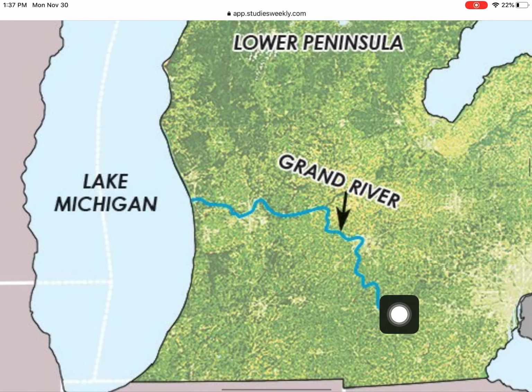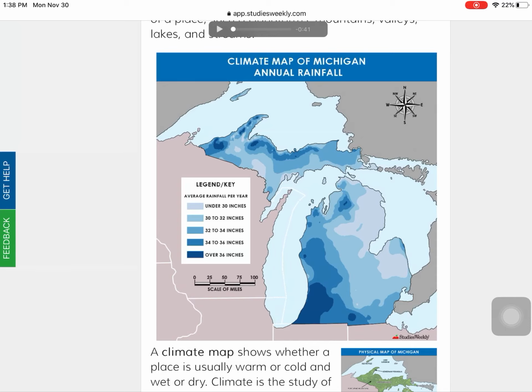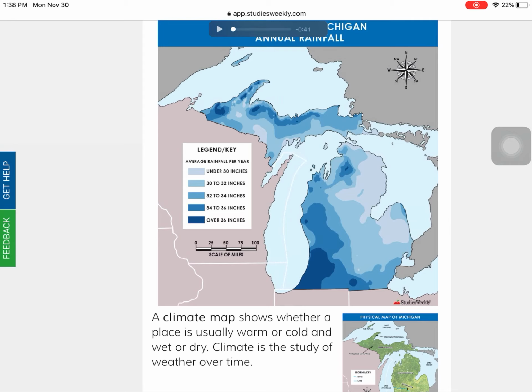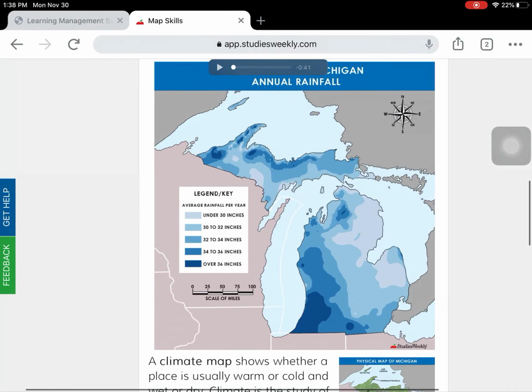We're going to take a look at one last map here. This is the climate map of Michigan. Again, I know that because I looked at my title at the top, Climate Map of Michigan, and this one is going to be talking about annual rainfall. Say annual rainfall. Good. Now say climate map. Wonderful. So a climate map shows whether a place is usually warm or cold, wet or dry. And again, climate is the study of weather over time. So not necessarily for each day, but over a longer period of time is what this is telling us.